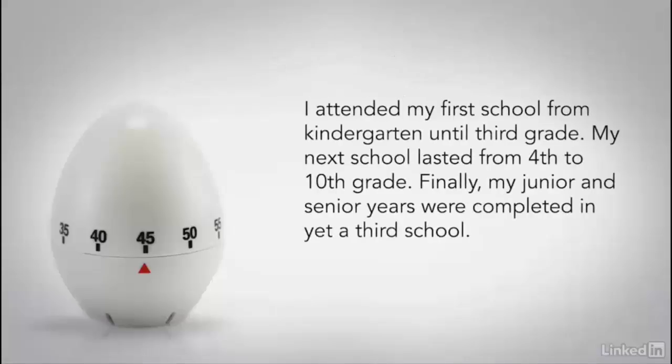Of course, if you were writing your autobiography, you would begin with your birth date and continue giving dates until the present. Words such as first, next, finally, or last help the reader follow the time sequence. I attended my first school from kindergarten until 3rd. My next school lasted from 4th to 10th grade. Finally, my junior and senior years were completed in yet a 3rd school.